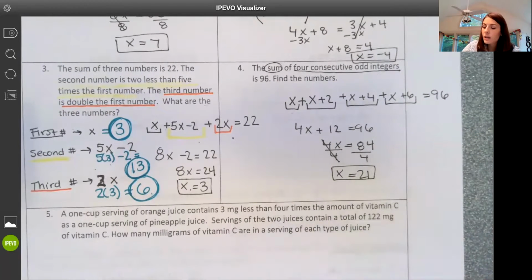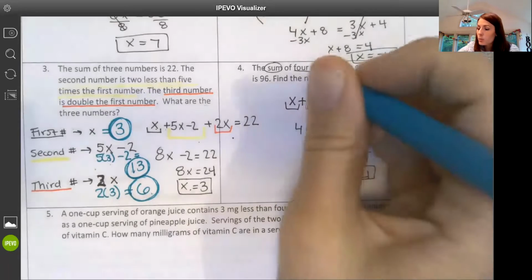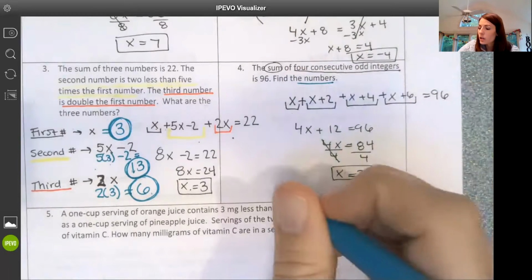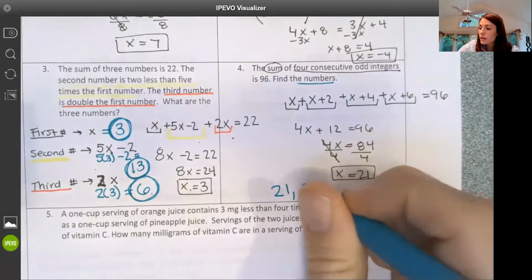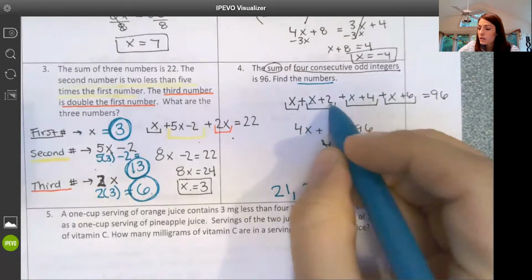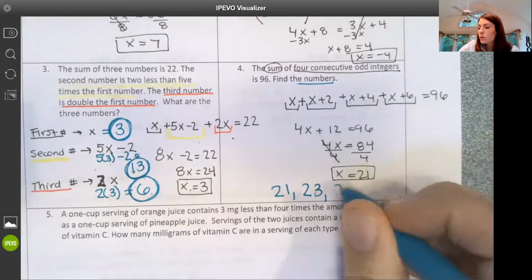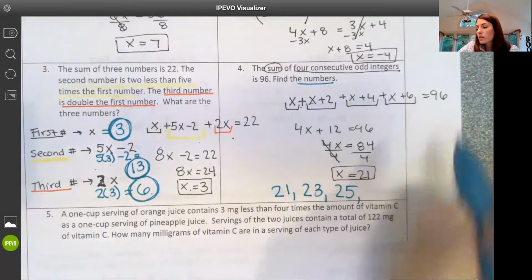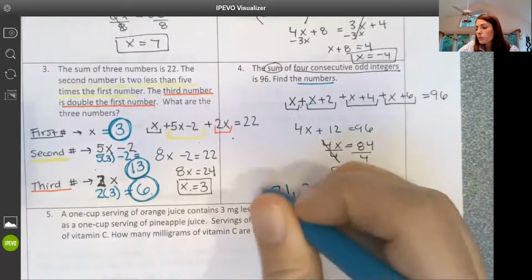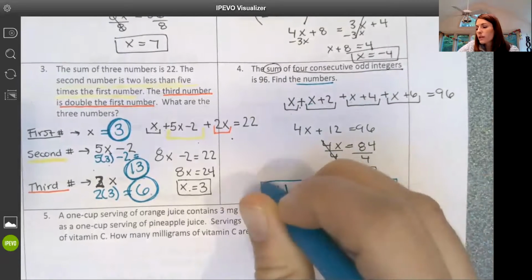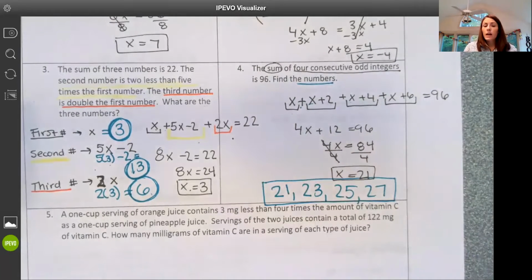I'm now going to take that value and write out what the numbers are. So consecutive odd integers, if x is 21, the next odd integer is 23, that's x plus 2. X plus 4 would be 25. X plus 6 would be 27. There are my 4 consecutive odd integers that add up to 96.